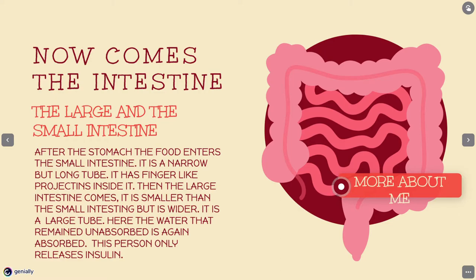Okay. Then after the small intestine, it goes to the large intestine. And in the large intestine, reabsorption of water occurs. So that there is no waste of water, right? We have to save water. That's why. So here, all the water which has not been absorbed till now is reabsorbed. And then the undigested food is thrown out of the body. Let's go to the next one. Hey, wait, someone is saying learn more about me. Let's check who it is.